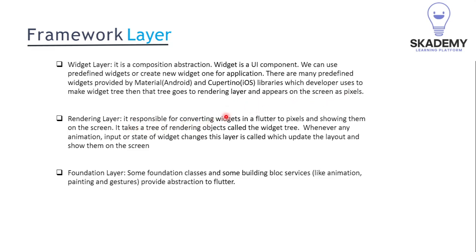The rendering layer is responsible for converting the widget tree into pixels on the screen. It is responsible for converting widgets in Flutter to pixels and showing them on the screen. It takes a tree of rendering objects, called the render tree. Whenever any animation, input, or state of a widget changes, this layer is called. This is important to know: when we change the state of our widget, this rendering layer is responsible for showing the changes on the screen.